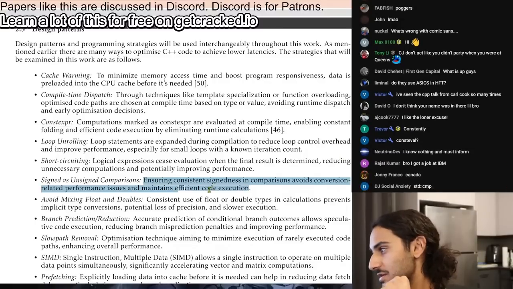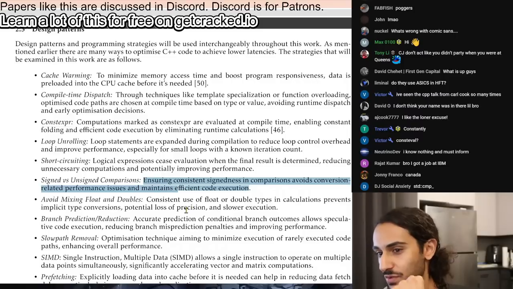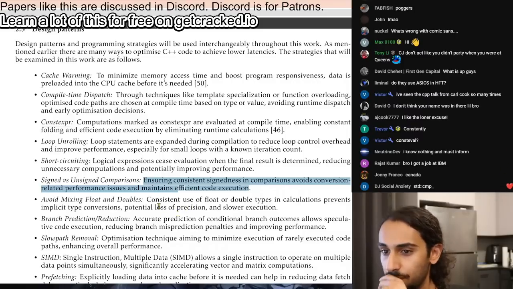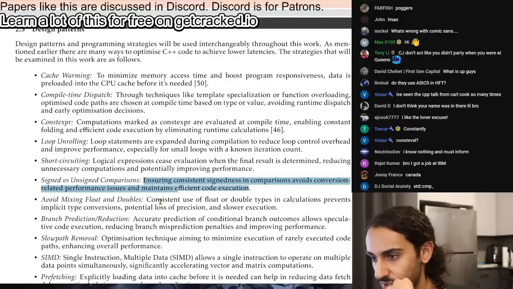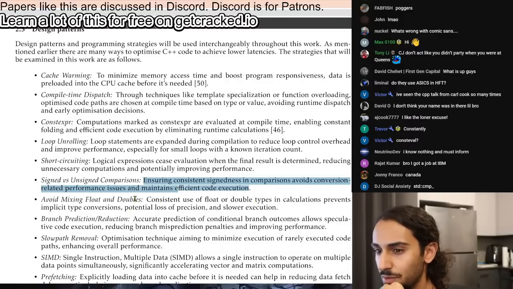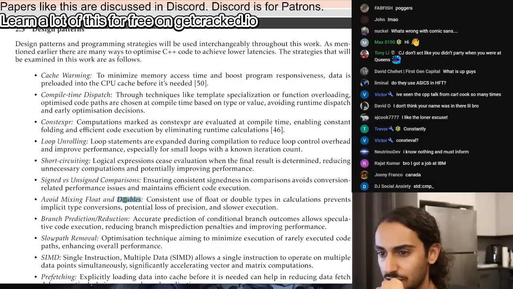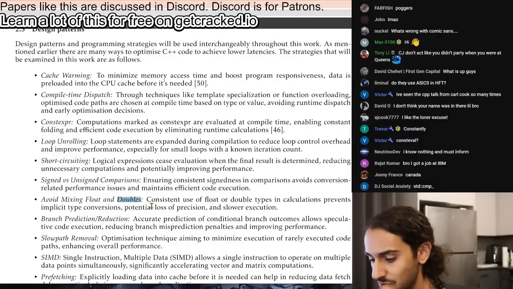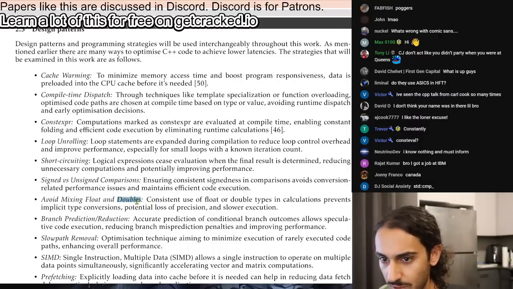Yeah, std::cmp_ greater, less, equal. Avoid mixing floats and doubles. Consistent use of float or double types in calculations prevents implicit conversions, potential loss of precision, and slower execution. Doubles, yes. And C++ doesn't have decimals. Decimals would be even slower.